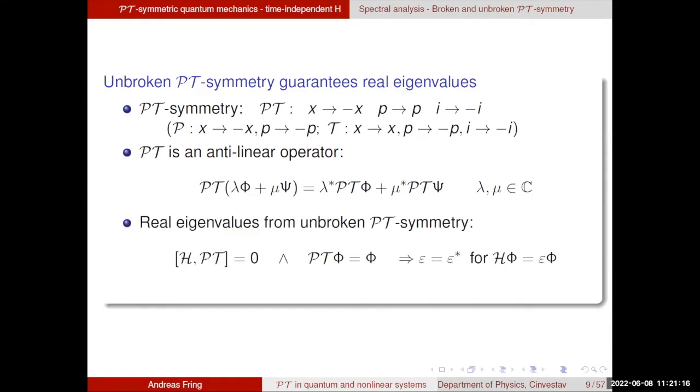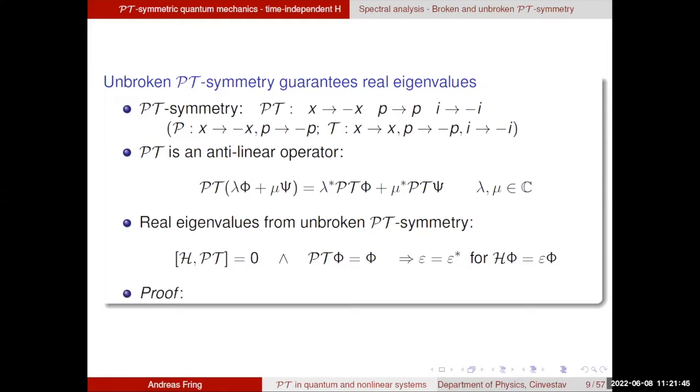And that property is now used to show that the spectrum of this Hamiltonian is indeed real. So if PT commutes with the Hamiltonian, if the eigenstates of the Hamiltonian are also eigenstates of the PT operator, and with the property that PT is antilinear, it is guaranteed that the energies of the Hamiltonian are real. Or any other operator. I took it here to be the Hamiltonian, but it could be any other operator.